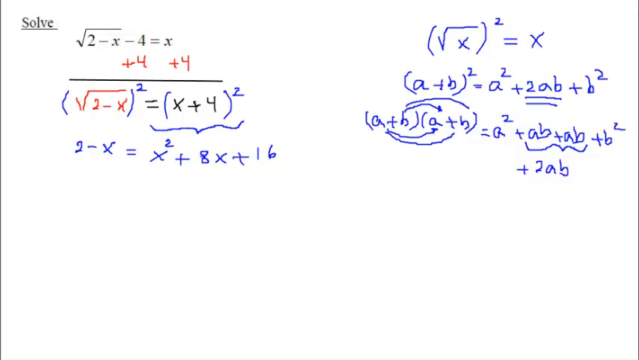2ab, 2 times the first term times the second term. 2 times 4 would be 8, times x would be x. That's how we get this 8x here.